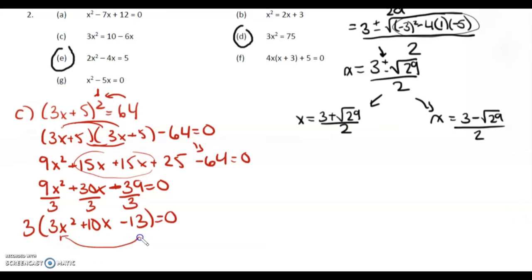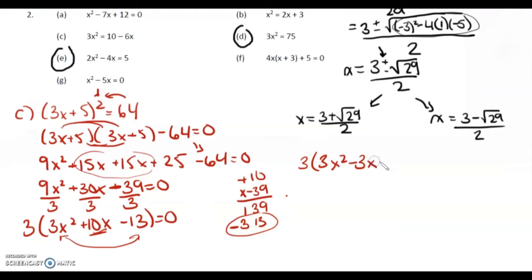Now a times c is 39. What two numbers multiply to negative 39 and add to 10? 39 has 1 and 39, and it has 3 and 13. So 3 and 13 subtract to 10, and it needs to be positive 10, so the negative is just going to be on the 3. I'm going to take this trinomial and factor it. I'm going to break down this middle term for decomposition into negative 3x plus 13x. So 3x squared minus 3x plus 13x minus 13 equals 0.